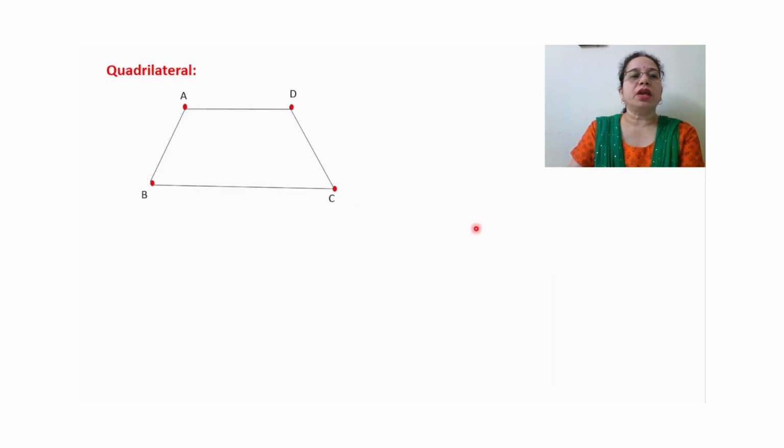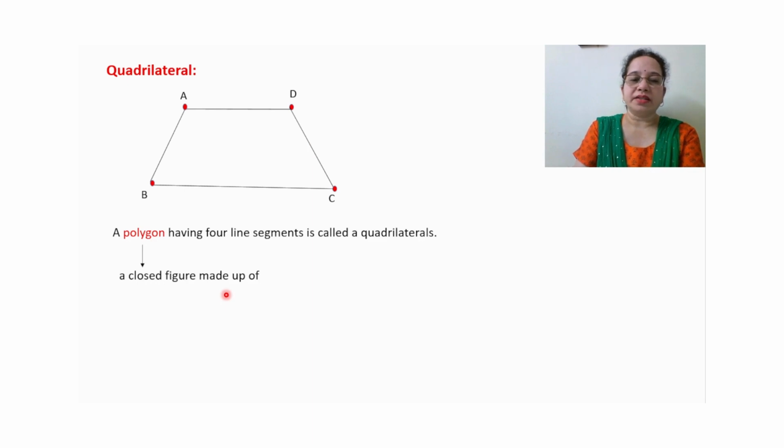My today's topic is quadrilateral. So this is the quadrilateral. How can we define quadrilateral? We can say that a quadrilateral is a figure or a polygon having four line segments. A polygon itself is a closed figure made up of line segments. We can define the same thing in another way: a closed figure made up of four line segments is called a quadrilateral.